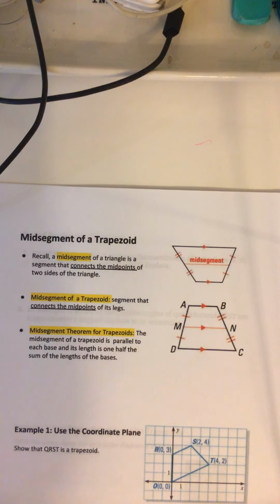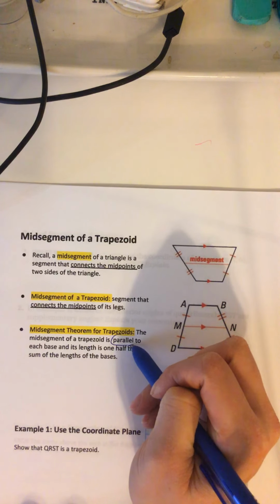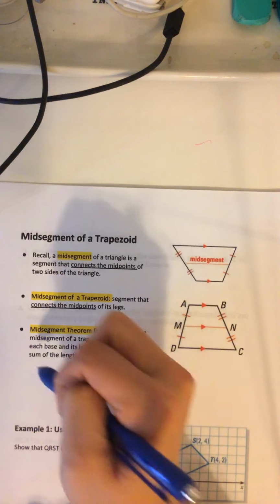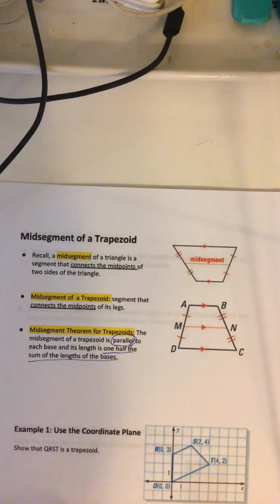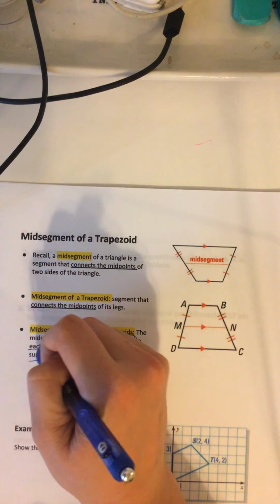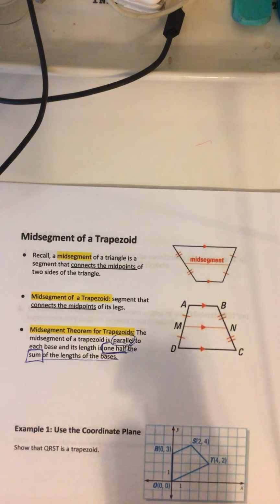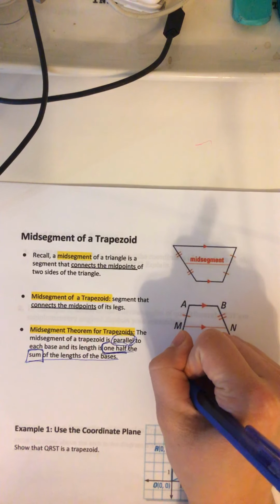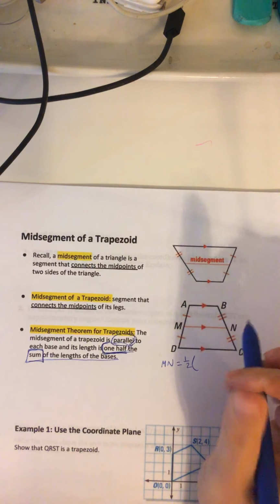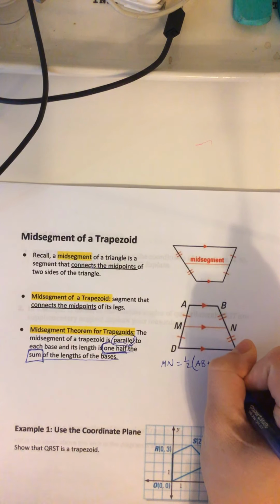And then our theorem that goes with that right here: the midsegment of a trapezoid is parallel, so that was the same as when we talked about triangles. It was parallel to each base, and the length is 1/2 the sum of the length of the bases. This 1/2 part stayed the same as a triangle, but the sum part is what's different. So basically, this theorem gives us a formula. If MN is our midsegment, we know that our midsegment equals 1/2 times the sum of the bases, so AB plus DC.